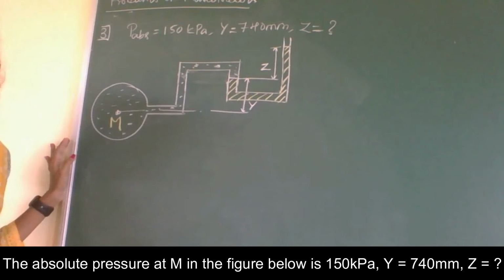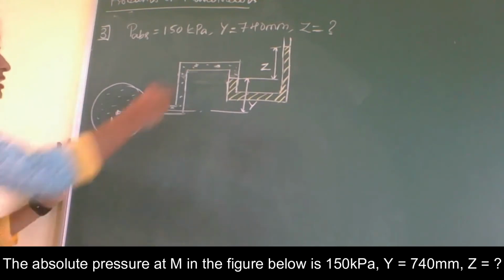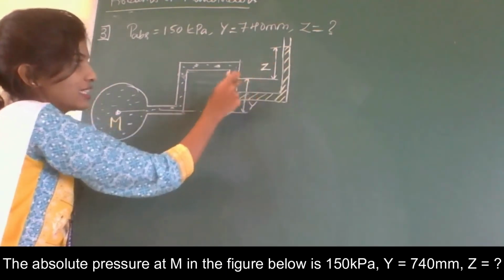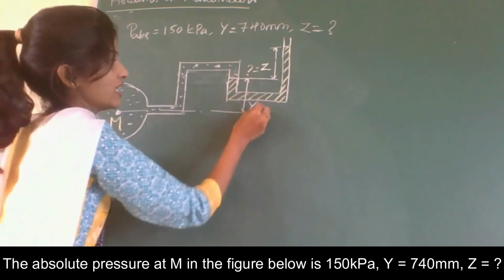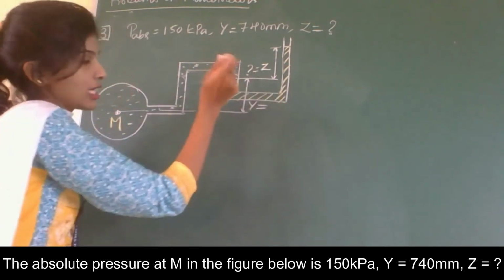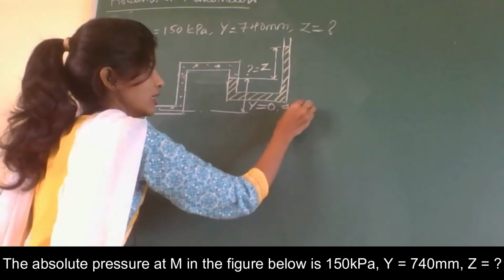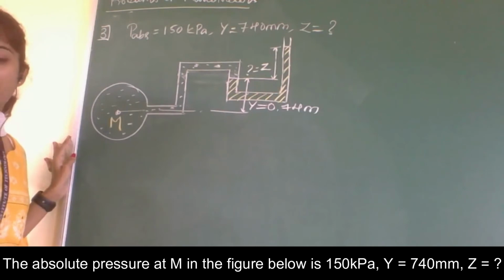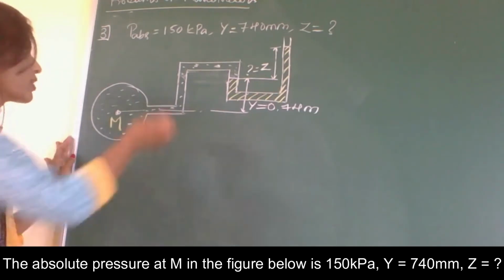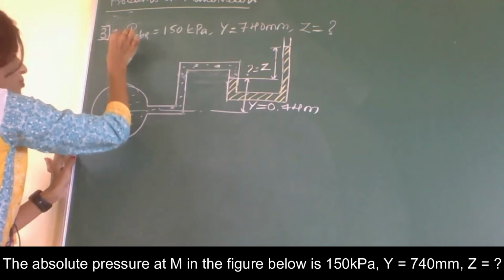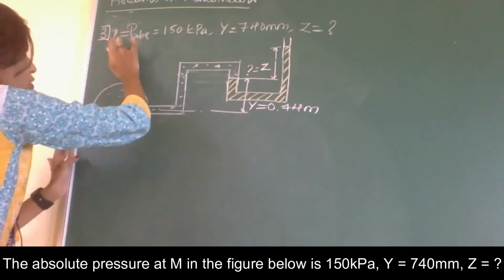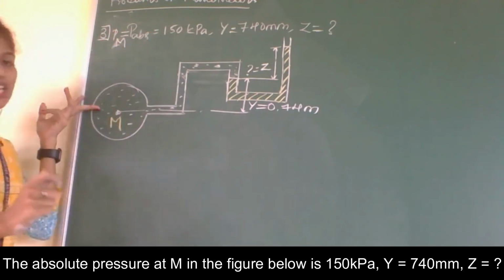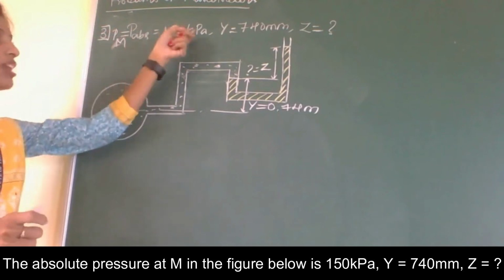So here, what we have to calculate is the difference between the manometric liquid levels, that is Z. Y they have given as 740 mm, which is 0.74 meters. And in the problem, the absolute pressure at M, that is PM, they have given as 150 kilopascal. We don't need to find the pressure at any other point.